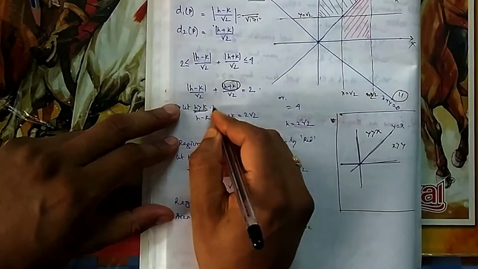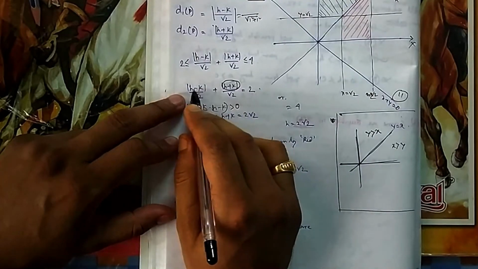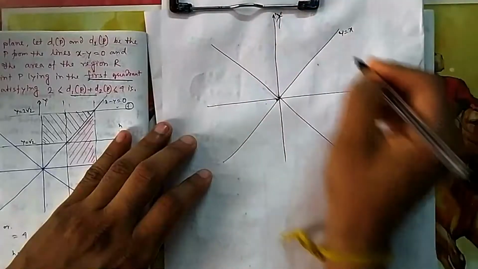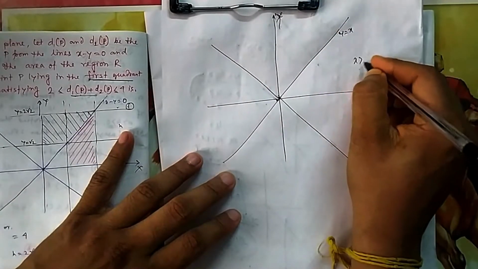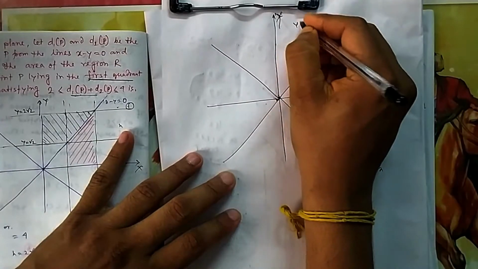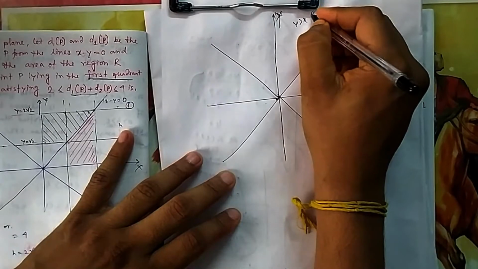If h is greater than k, that means h minus k is greater than 0. So I told you, then there is no need of mod, then I can remove that mod. So which portion is h minus k greater than 0? I have drawn it one more time. This is the y equal to x line. Here x is greater than y. Here y is greater than x. That is, h is greater than k here, and here k is greater than h.